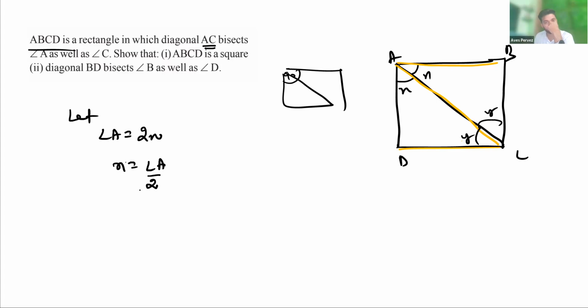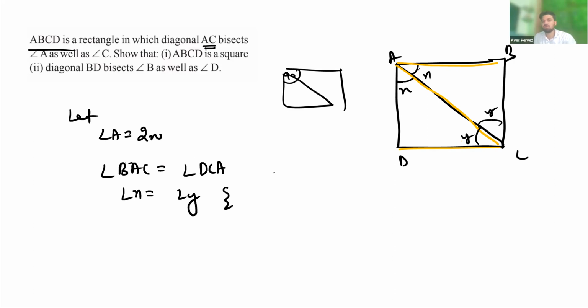Got it? Yes, sir. Actually, I didn't get it. What are you saying? Angle 2 angle X is equal to 2 angle X, this plus this. So you can write that angle X is equal to angle Y, or you can write angle BAC equal to angle DCA. Okay, angle DCA is equal to angle X is equal to angle Y. Okay, got it? Yes, sir.